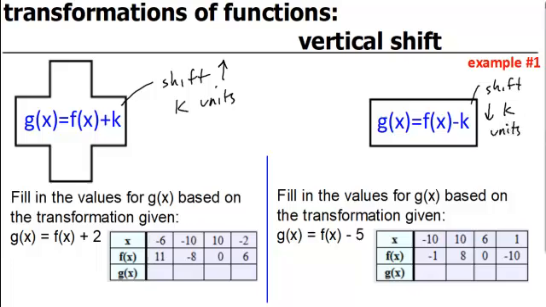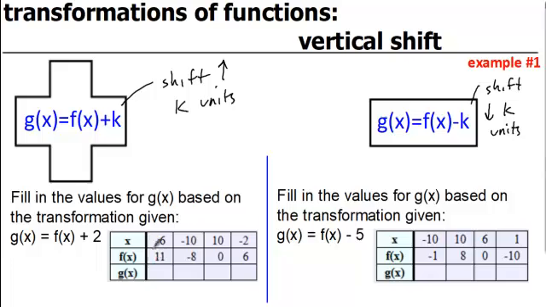Again, you're going to be asked to look at this in several different ways: tables, possibly coordinates, and then possibly from a graph. If you are given this table of values right here, and you know that g of x is whatever the output for f is plus 2 at that same corresponding x, then what would be g of negative 6 for this equation right here?